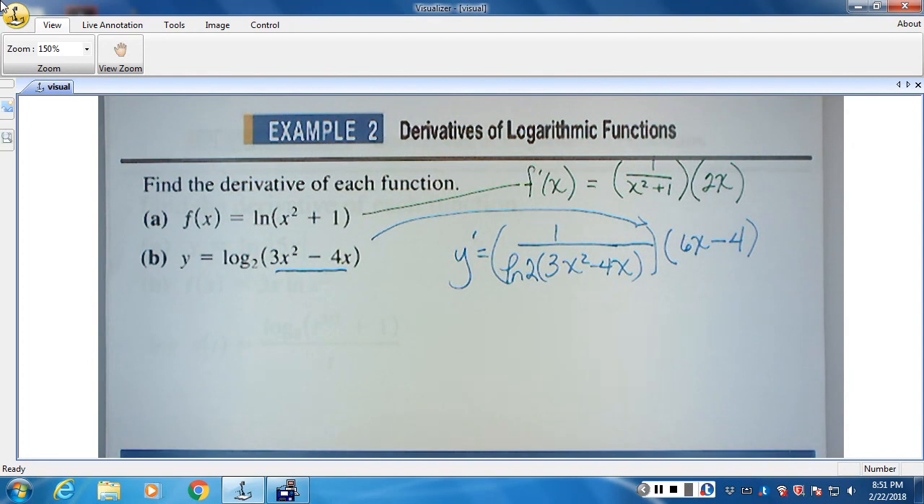Natural log of whatever the base is, and it follows it to the denominator, by the derivative of whatever you were taking the log of. Okay?